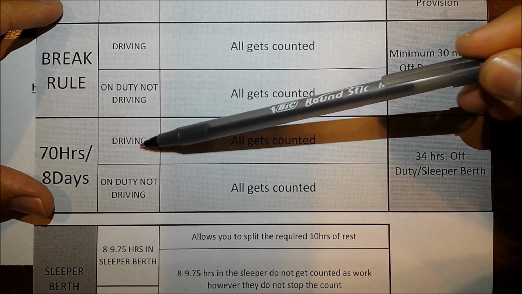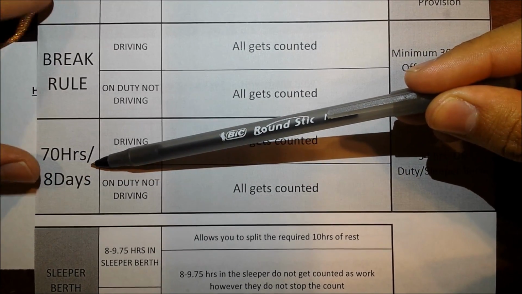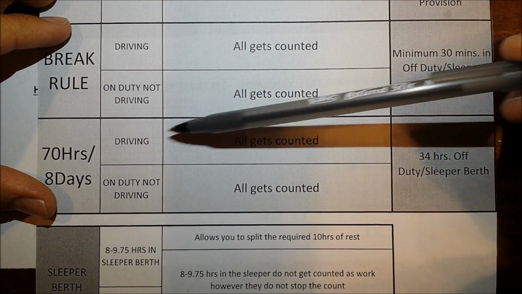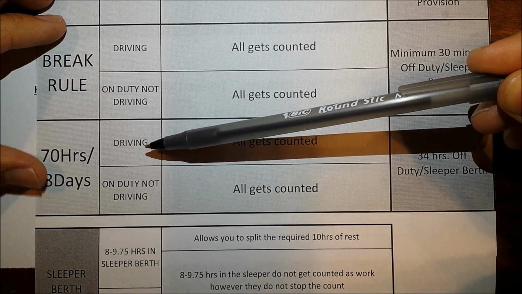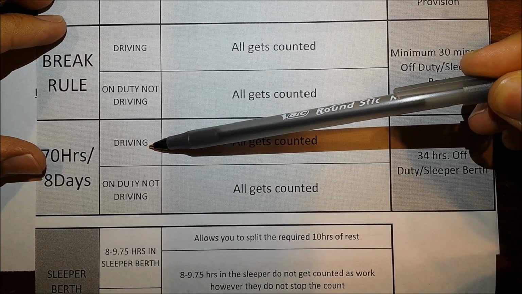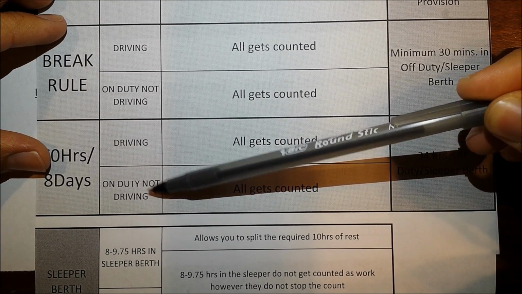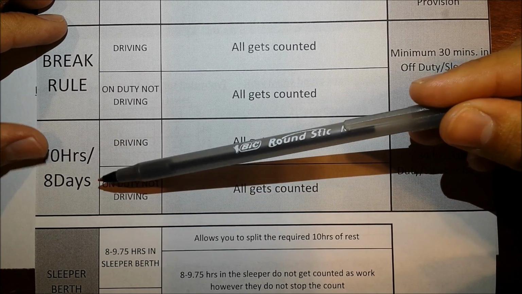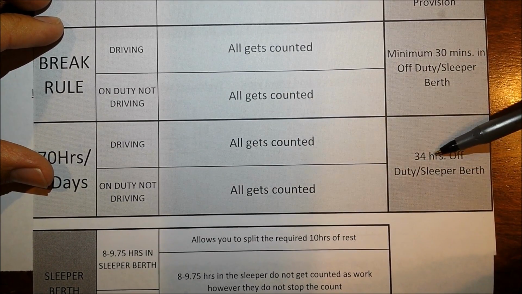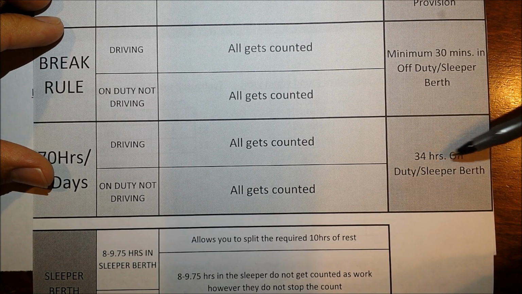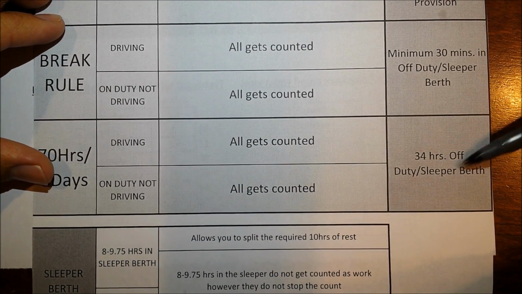Now, let's see here. What gets counted in the 70-hour 8-day rule? The 70-hour 8-day rule counts all driving time and all on-duty not driving time. The only way to reset the 70-hour 8-day rule is with 34 hours in either off-duty or sleeper berth.